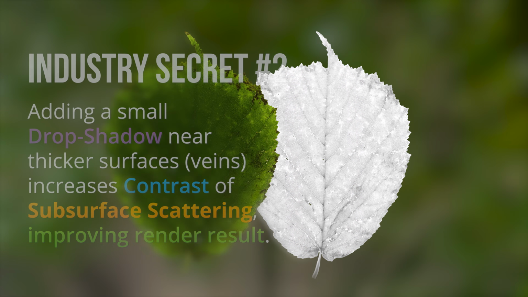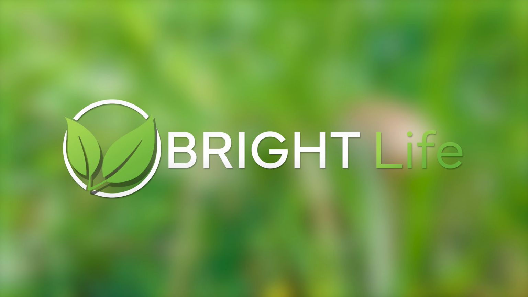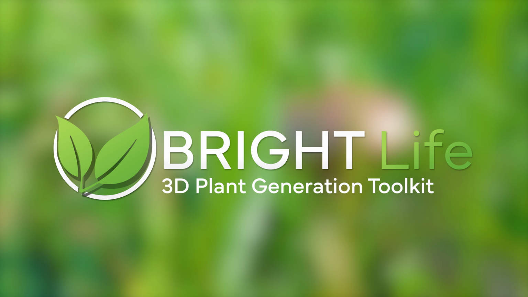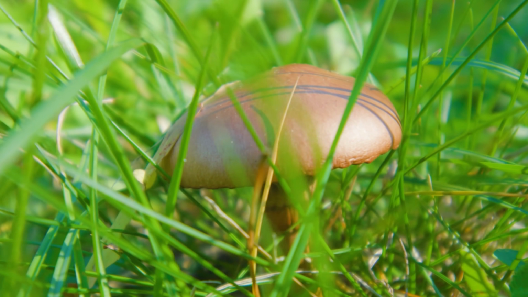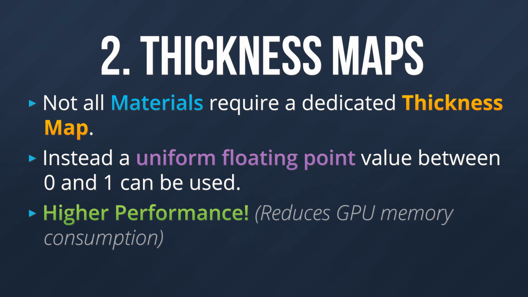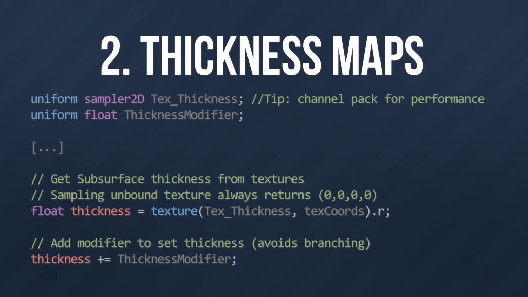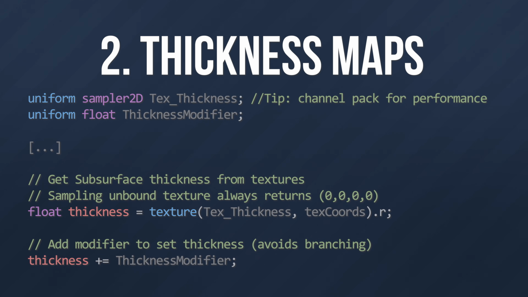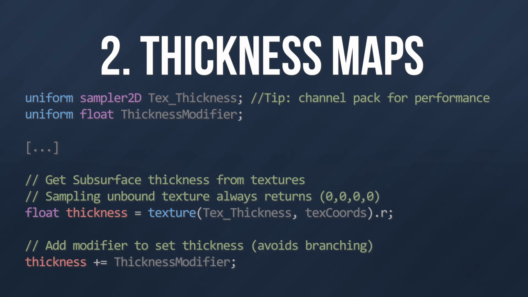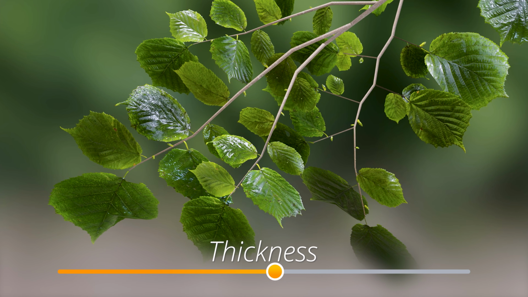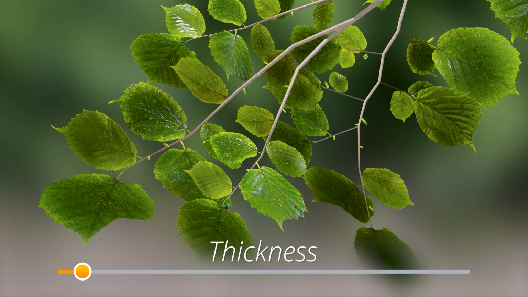But in some cases, a thickness map isn't needed. Right now, Bright Life is only generating 3D mushrooms, which will absorb almost all the light passing through them. Therefore, there's no point wasting time making a thickness map since the added details won't show in the final result. Instead, it's far quicker and more memory efficient just to use a floating point value set between 0 and 1. And since this can be adjusted at runtime, it also opens the door to interesting effects.